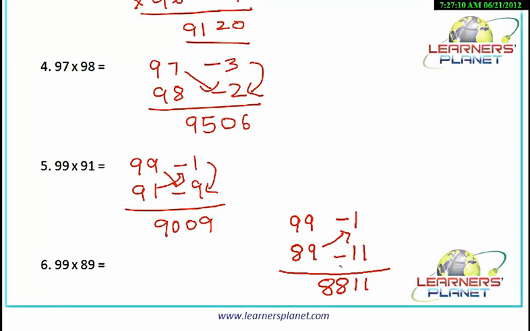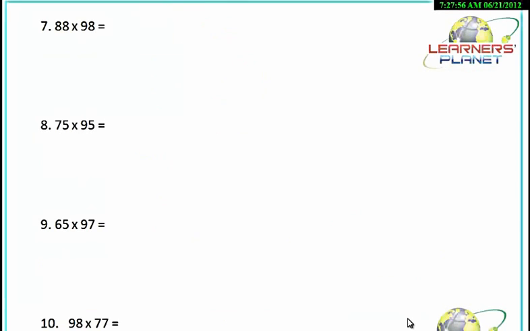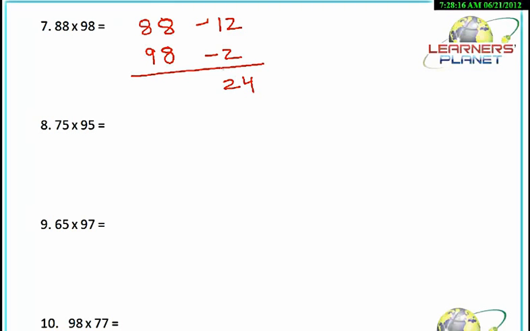Okay friends, now let's take more examples. 88 into 98. Let's begin. It is minus 12 from 100 and it is minus 2. So 2 twelves are 24. 88 minus 2 will give us 86. So 88 into 98 is 8624.